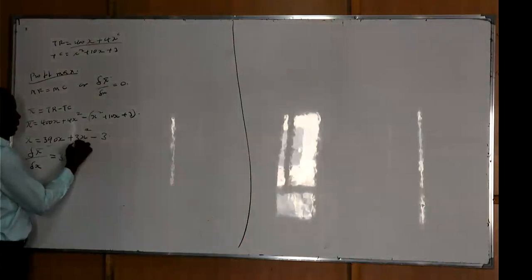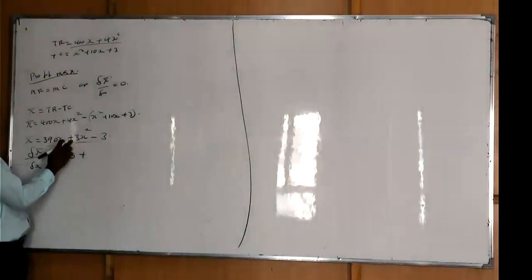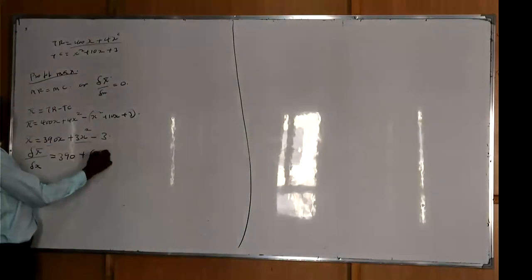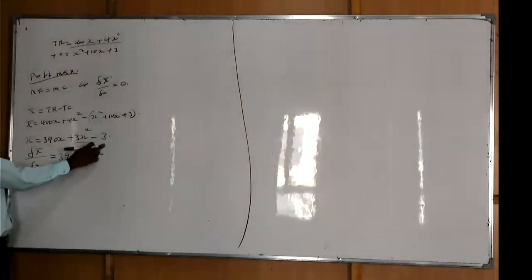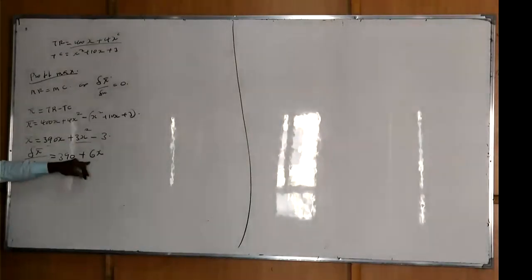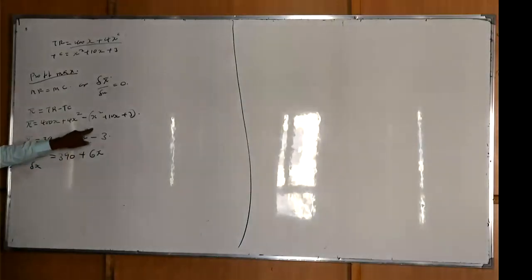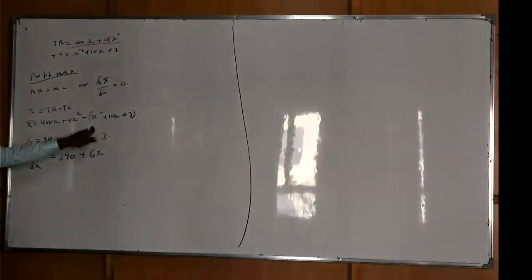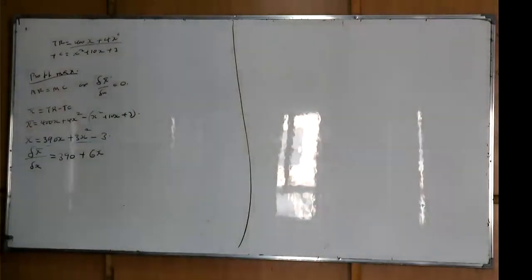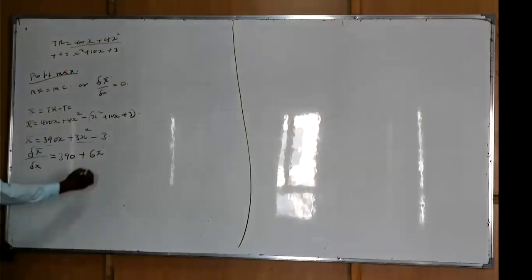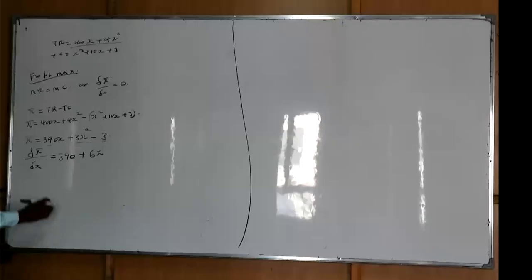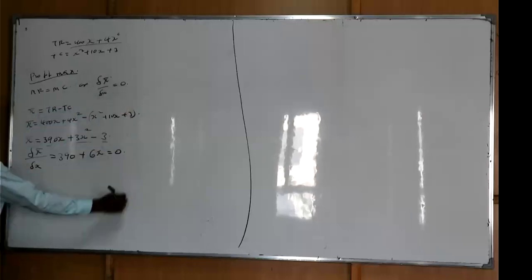Plus, to differentiate this, we said 2 times 3, you get 6x raised to power 1, which is the same as 6x. So after multiplying the power 2 by 3, the power reduces by 1. You take 2 minus 1, right? Then this constant will disappear. Then we equate, we said when we differentiate, you equate it to 0.